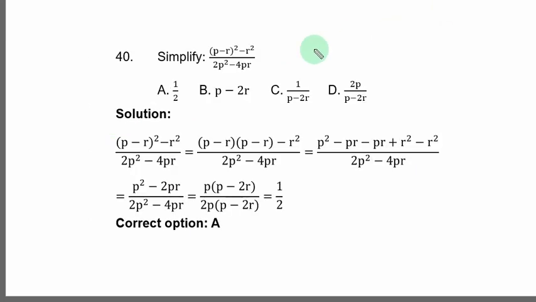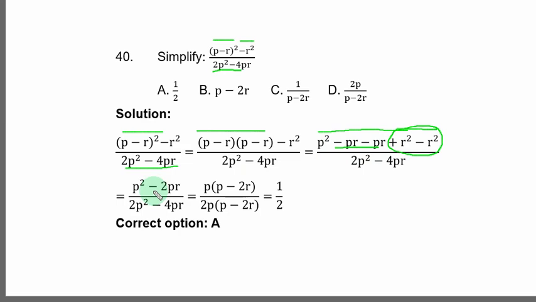Question 40. Simplify p minus r in brackets minus r squared minus r squared over 2p squared minus 4pr. So this is the problem. This term can be written twice in this form. When you expand it, you have this, and okay, this is what you have. From here, plus r squared minus r squared is 0. You are left with p squared. If you add these two terms, you have minus 2pr.